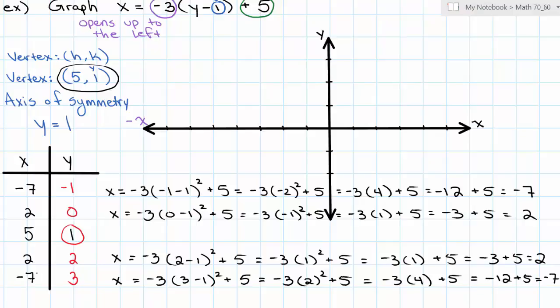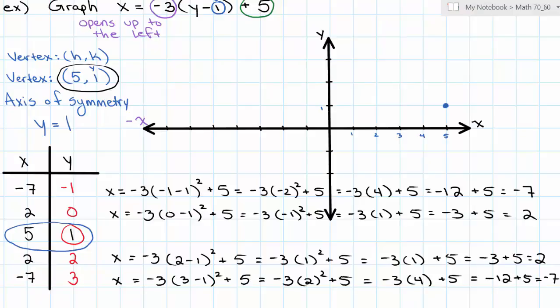So now let's plot these points and see what our parabola looks like. I'm going to start off here with the vertex. I always like to start off with the middle of the parabola, (5, 1). So 1, 2, 3, 4, 5, and then up 1. Here is my vertex.